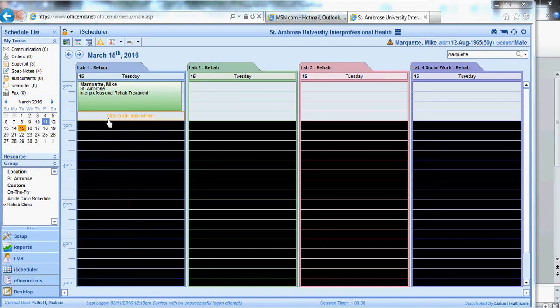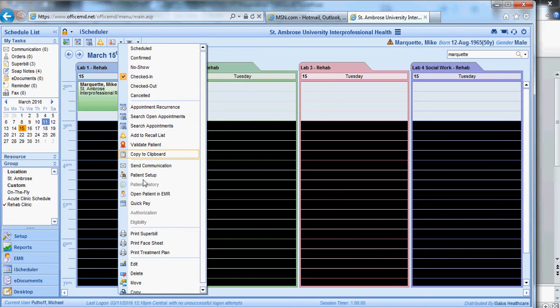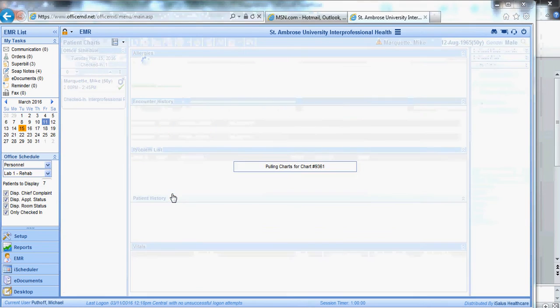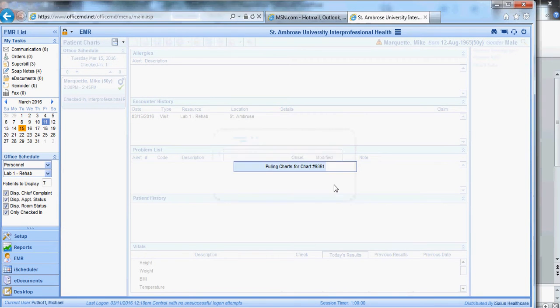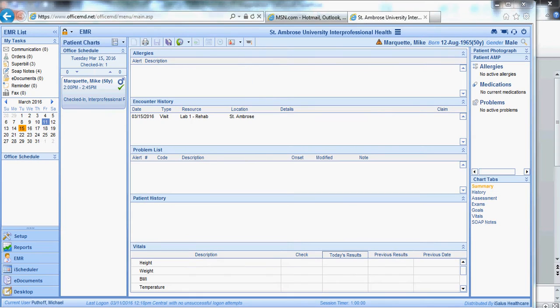Now, how to get to the EMR? There's a couple different ways to do it. Assuming the patient's here and you want to document on them, you can right click, open in the EMR. So now we're into the EMR, and you can see I right clicked it. We're in this screen here. Let me show you a different way to do it too.